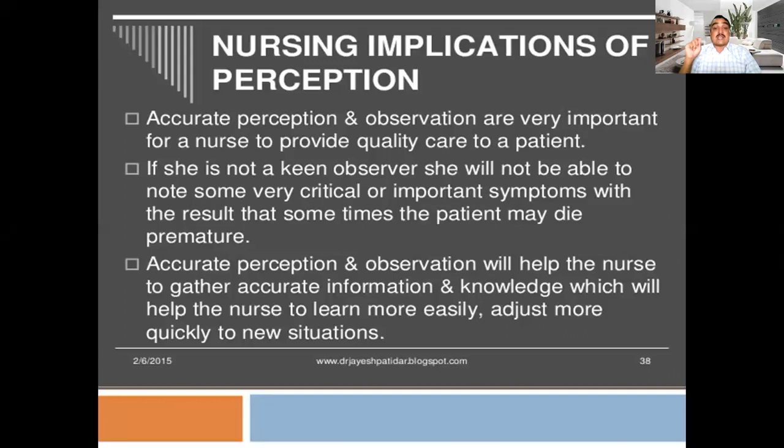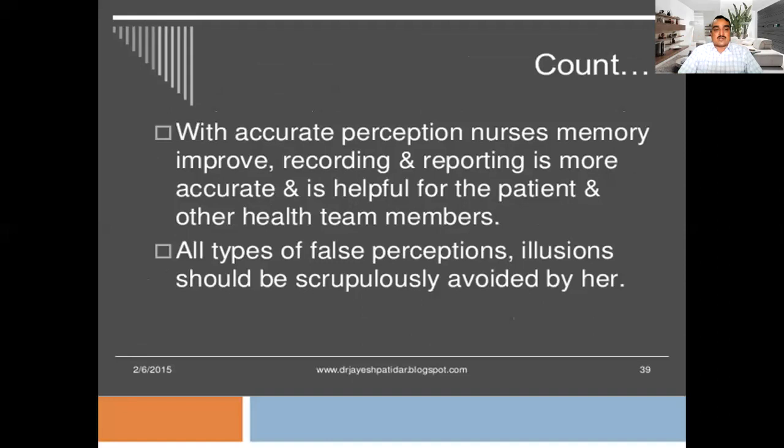Next, accurate perception and observation will help the nurse gather accurate information and knowledge, which will help the nurse learn more easily and adjust more quickly to new situations. Whenever a new situation comes to you, you can adjust to any kind of situation only based on accurate perception. And the last important element we should study is that accurate perception will help nurses improve their memory and ability, and recording is more accurate.